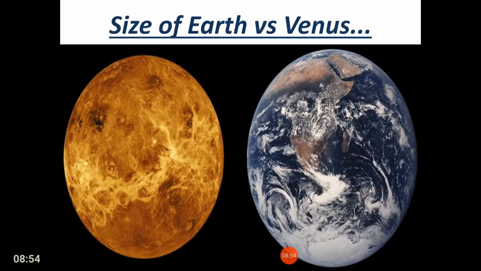Here you can see the picture of the size of the Earth versus Venus. Only the difference is about the color and the texture which is present on these particular planets. Else the size is the same. Here you can see the texture, that is the yellowish or the brownish color which is present on Venus, and Earth is having bluish color. This is because of the minerals which are present on this particular planet, or the atmosphere which is present on these planets. This is making these planets appear in different colors.